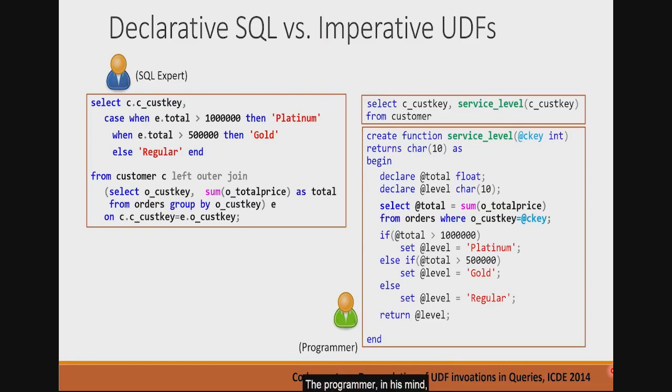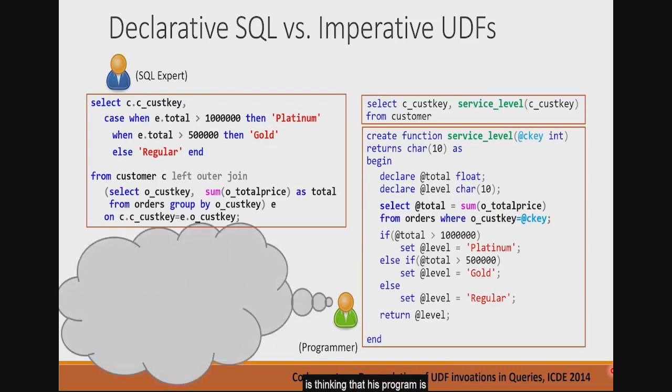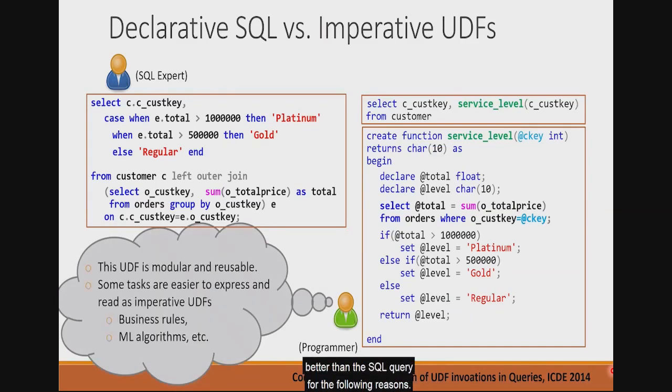So the programmer, in his mind, is thinking that his program is better than the SQL query for the following reasons. Because the user-defined function is modular. It encapsulates the logic inside a function, and it is hence reusable. It can be called from different queries. And some tasks like these are easier to express and even for others to read and understand when it's expressed in the form of an imperative UDF. Things like business rules, like we are talking about here. So that's the intent behind the programmer's decision to implement it this way.